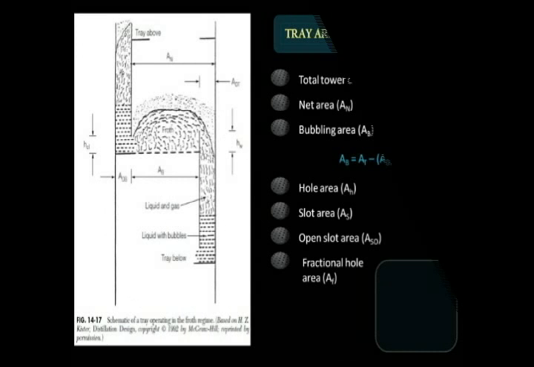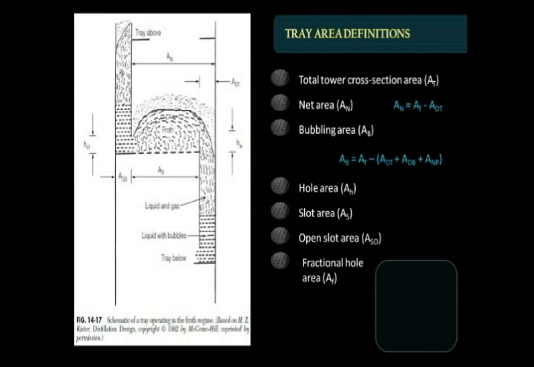Now let's go on with the definitions. Some of the tray areas which will be defined are illustrated in Figure 14-17. The total tower cross-section area is the inside cross-sectional area of the empty tower, without the trays or downcomers. The net area, also called free area, is the smallest area available for vapor flow in the inter-tray spacing. It is the total tower cross-sectional area minus the area at the top of the downcomer.